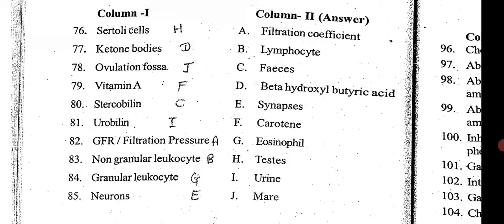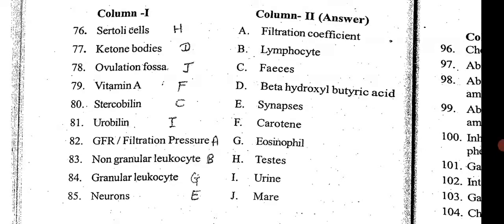Vitamin A is from carotene, and stercobilin is from feces. Urobilin is from urine. Glomerular filtration rate or filtration pressure is filtration coefficient. Non-granular leukocytes are lymphocytes. Granular leukocytes are basophil, eosinophil, and neutrophil.